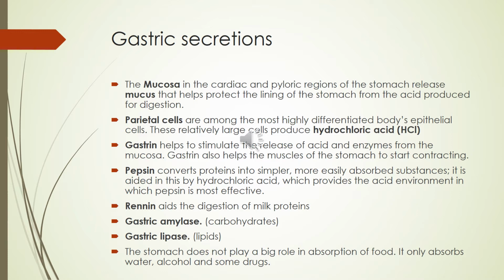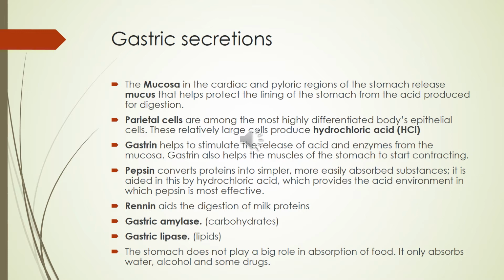The parietal cells are among the most highly differentiated epithelial cells, and these relatively large cells produce the hydrochloric acid. So parietal cells are the cells specialized in the production of hydrochloric acid, and gastrin helps to stimulate the release of the acid and enzymes from the mucosa, and gastrin also helps the muscles of the stomach to start contracting. And then we come to pepsin.